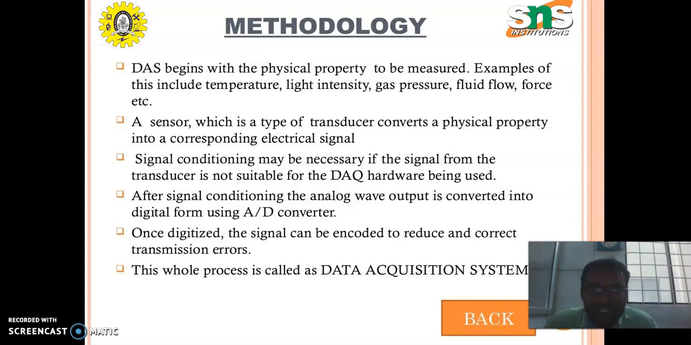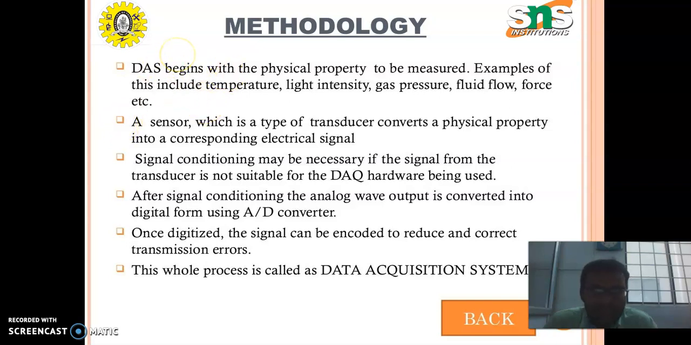A sensor, which is a type of transducer, is used to convert a physical property into a corresponding electrical signal. Signal conditioning may be necessary if the signal from the transducer is not suitable for the data acquisition hardware being used. After signal conditioning, the analog wave output is converted into a digital form with the help of an analog digital converter. Once digitalized, the signal can be encoded to reduce and correct the transmission errors. This whole process is known as a data acquisition system.